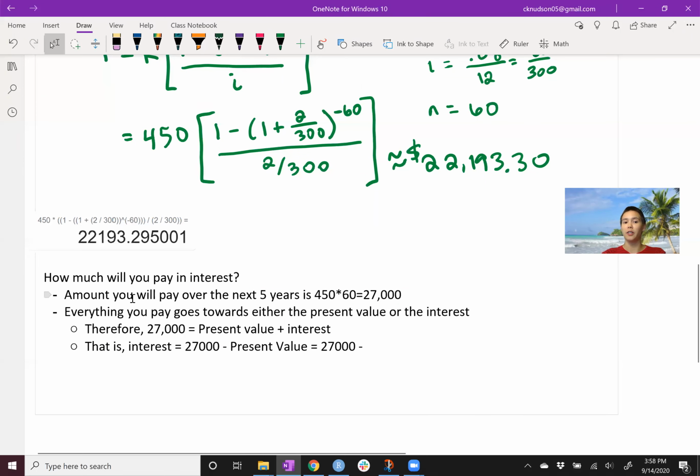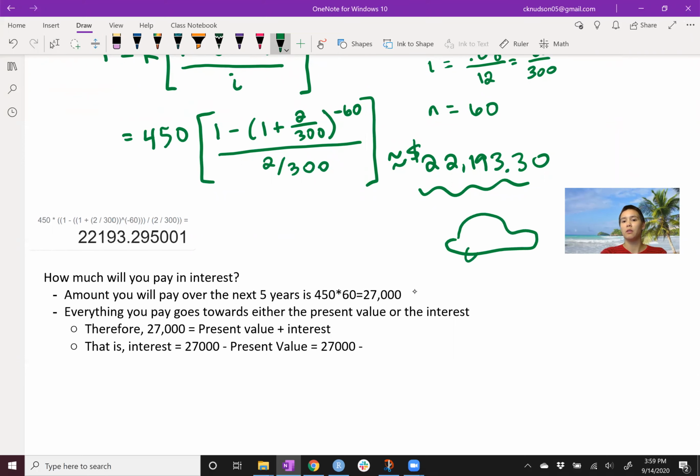So in other words, everything you pay over the next 5 years is $450 a month times 60 payments, 60 months, and that's $27,000. So over the course of the next 5 years, you're paying $27,000. And like we said, all of that $27,000 is either going towards this present value of your car, or it's going towards the interest.